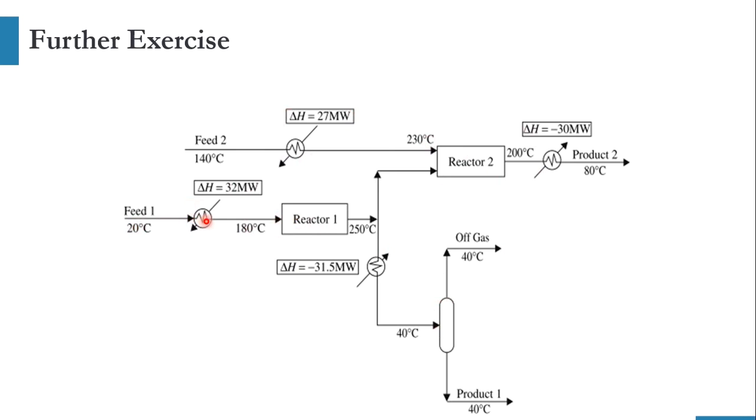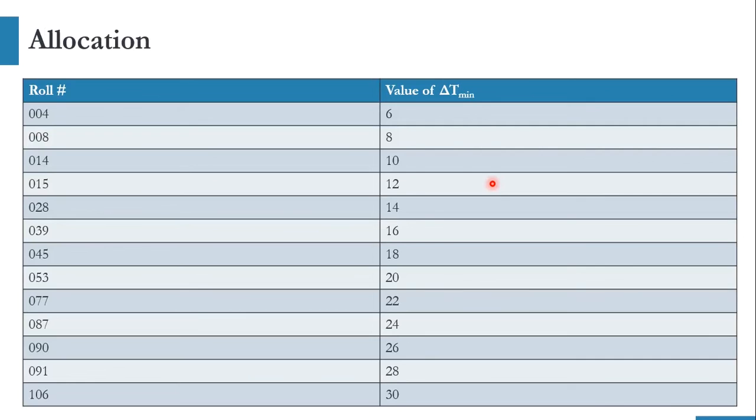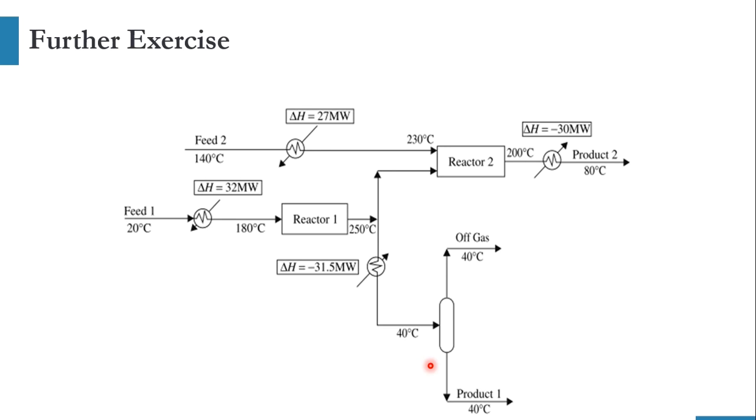You can see there are 4 exchangers: 1, 2, 3, and 4. 20 to 180, 250 to 40, 200 to 80, and 140 to 230. And the heat loads are given, and you have been given the value of delta T minimum, and you have to apply the problem table approach and graphical method to provide me the answers, and this is linked with your one attendance.